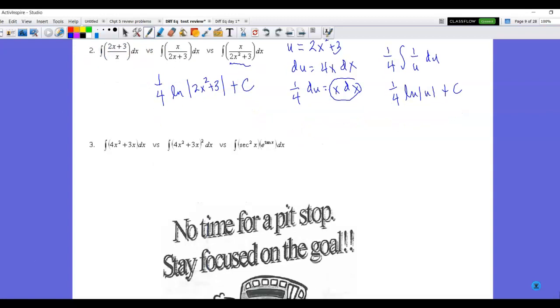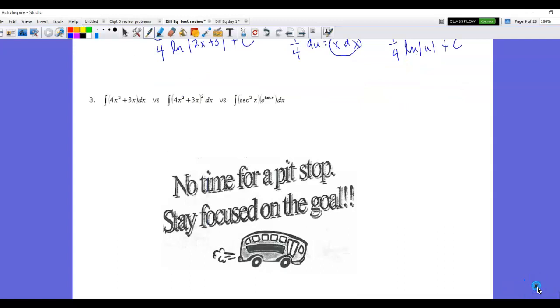All right, let's take a look at problem number 3. In problem number 3, they don't all necessarily look alike. I do notice that I'm seeing a 4x squared plus 3x. So the first one, when I look at the first problem in number 3, it looks pretty normal. It looks like reverse chain rule. The antiderivative of 4x squared is going to be 4x cubed over 3.